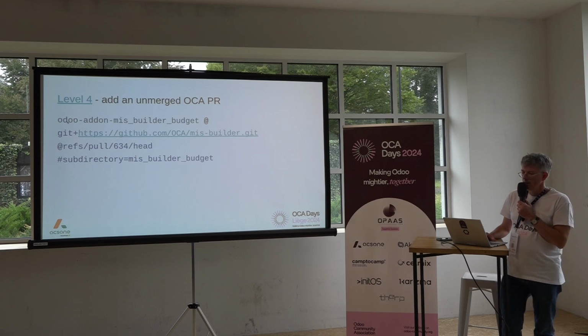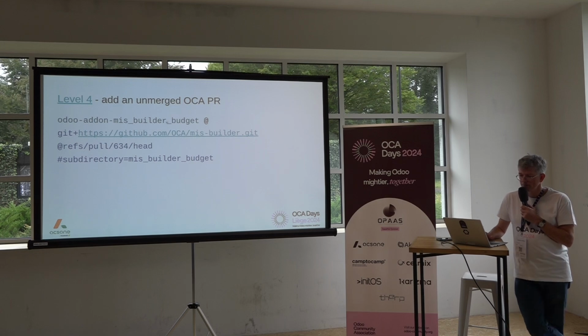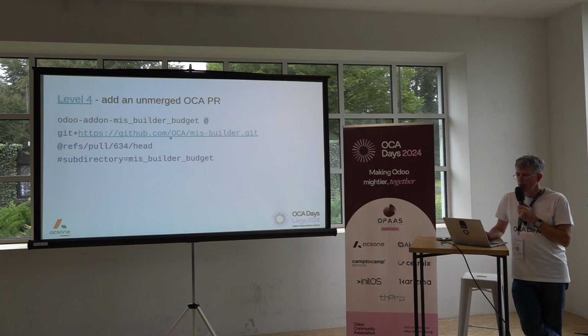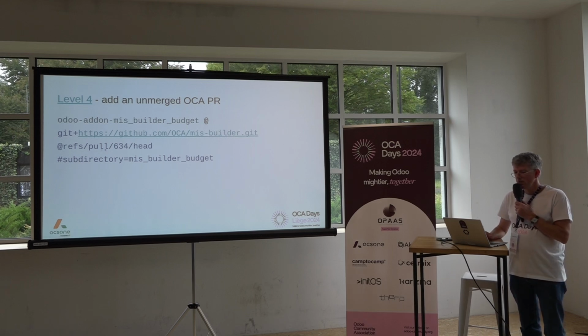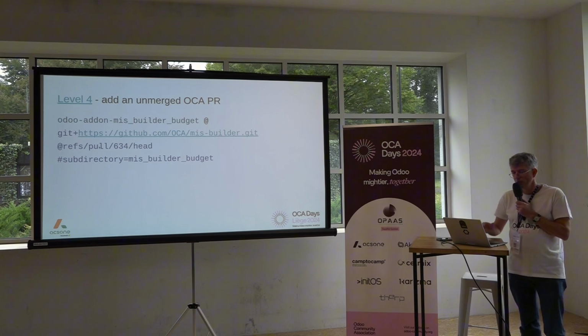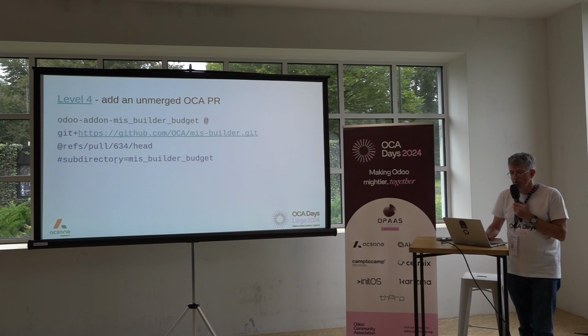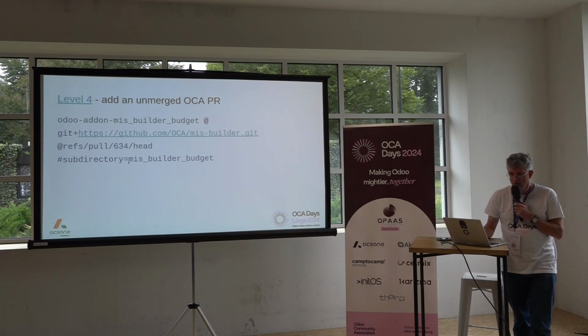And this is standard pip syntax, actually. So you start with the module name. Even that is optional, actually. Then you give the Git reference. So you give the name, the URL of the repository. And then there is this Git syntax to reference a pull request, the ref pull, the pull request number, and then the subdirectory where your add-on is located in that pull request.